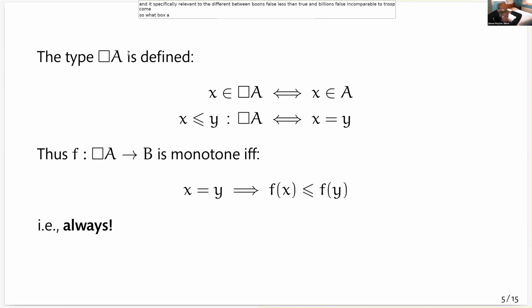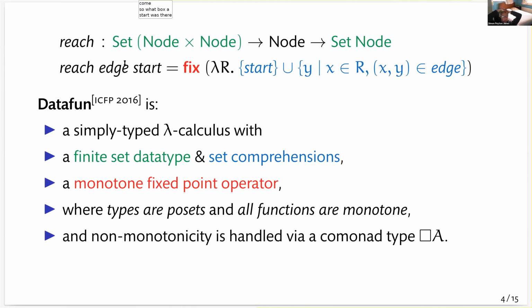Sorry, just before you go to box, do you have a fixed set of types built into the language, or do you have a way to define new types, and then you'd have to also have a way to give the ordering on them? We basically just have a fixed set of types built in. They include sums and products too. Okay. Fine. Thank you.